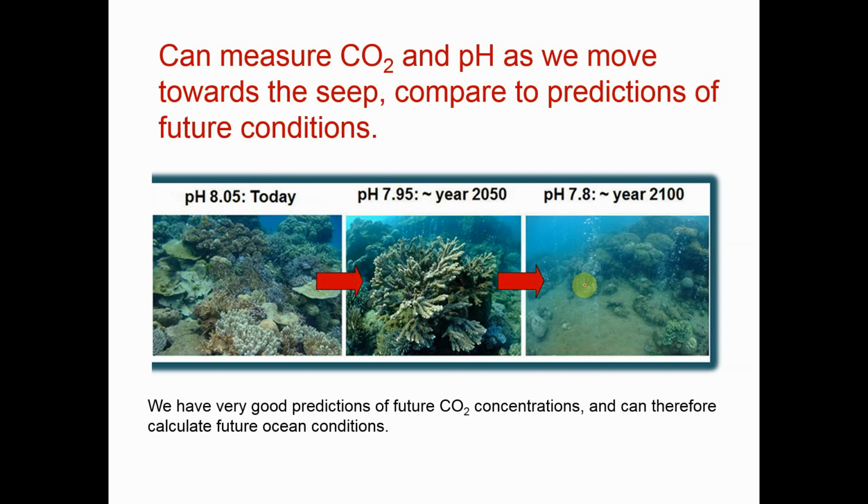If we move even closer to the seep, the pH there drops to 7.8. This is what we're expecting in the year 2100. This is also the pH I used in my ocean acidification experiments. And we see here, right at the seep, we've got zero coral, a little bit of boulder coral a little bit away. What this means is we have very good predictions of future carbon dioxide concentrations and can therefore calculate future ocean conditions.